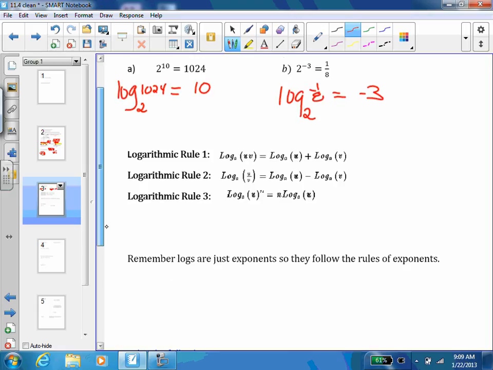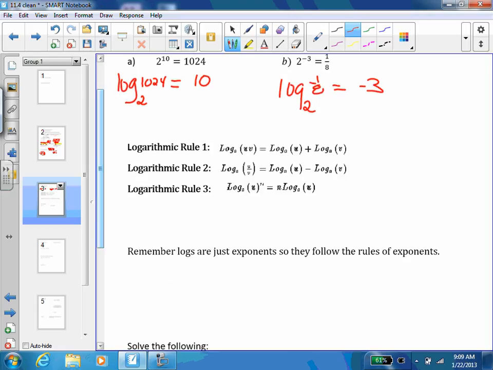Sure. Or I'll talk you through them. Okay. So if I'm multiplying u times v, if I'm multiplying my values, then that's the same thing as adding the individual logs. That's what the rule says.